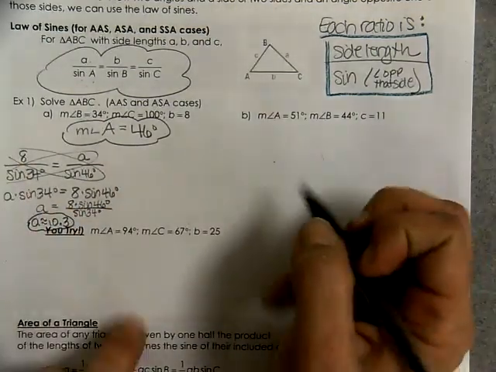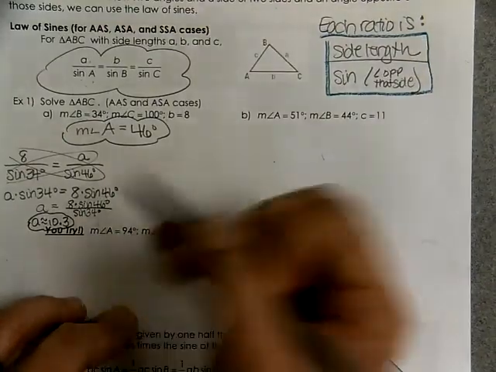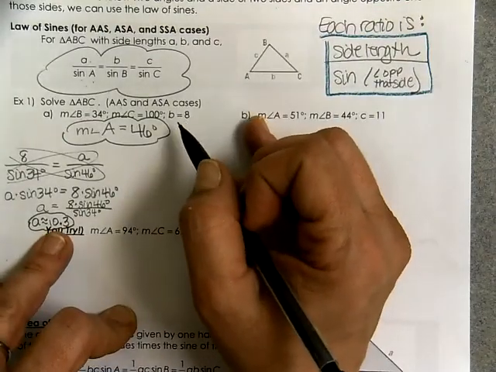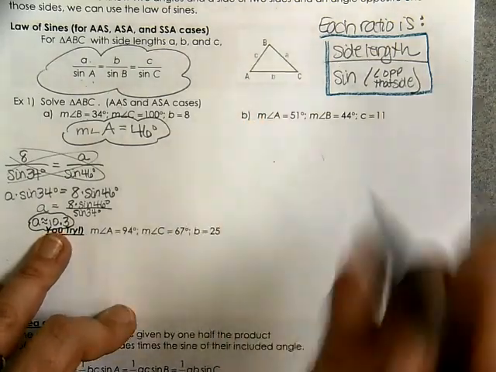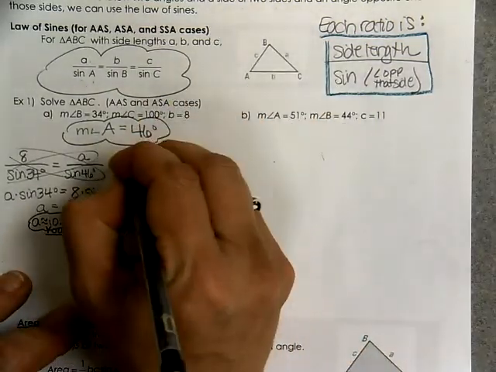Now, some of you guys like to use the Pythagorean theorem. Why can we not use the Pythagorean theorem to find the other side of the triangle? That's right, it's because this is not a right triangle. So we have to, once again, use the law of sines.